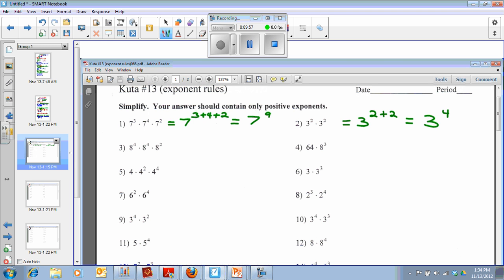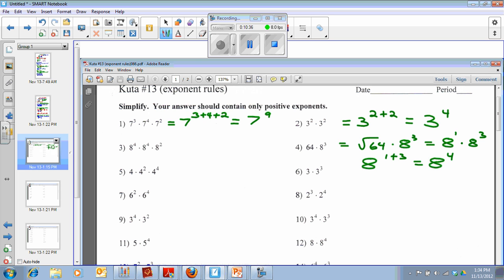Problem number 4, I can't simplify this. The bases are different, 64 and 8, different bases. I guess I could take the square root of 64 if I wanted to. I'd be curious to see what's on the handout, but right now I can't simplify it unless I did the square root of 64 times 8 to the third power. This then would become 8, because the square root of 64 is 8, times 8 to the third power. Now I'm thinking, wait a minute, 8 to the first power times 8 to the third power is going to be 8 to the 1 plus 3 power. This is going to equal 8 to the fourth power.